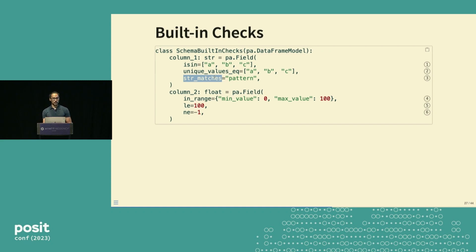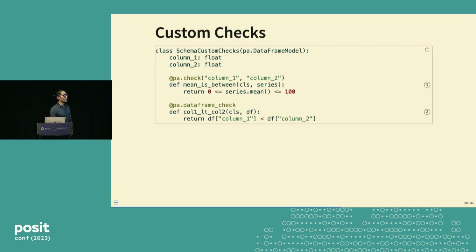There are a few other built-in methods here, like in-range checks, some very basic ones, right? Greater than or equal to, less than or equal to, things like this. However, if the built-in checks don't fulfill your use case, Pandera makes it super easy to create custom checks. You do this by defining methods that you decorate with @pandera.check. In this case, this will make sure column 1 and 2's means are within some range. As long as this method outputs a Boolean series, Pandera will know what to do with it.